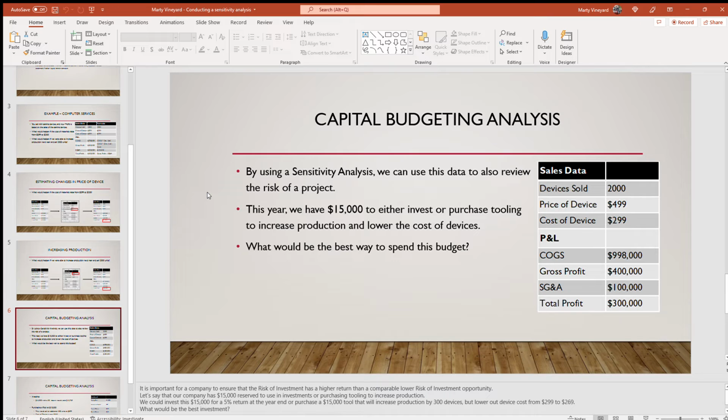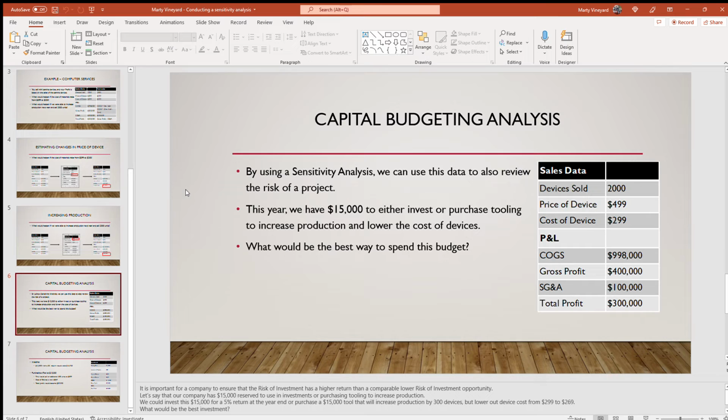By also using a sensitivity analysis, we can now sit down and think about other side questions like capital budgeting. So excess money that we would like to invest in, what can we do with that based on our situation? So let's assume right now that we have $15,000 and we can either choose to invest it and expect a return at the end of the year, or we can use it all to purchase tooling and hope that it increases our production or lowers the cost of the devices that we're trying to build. So what could be the best way to spend this budget?